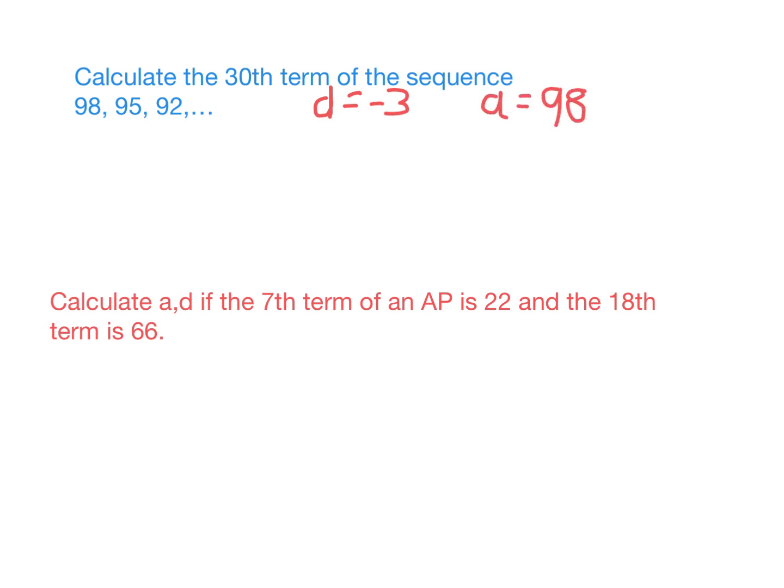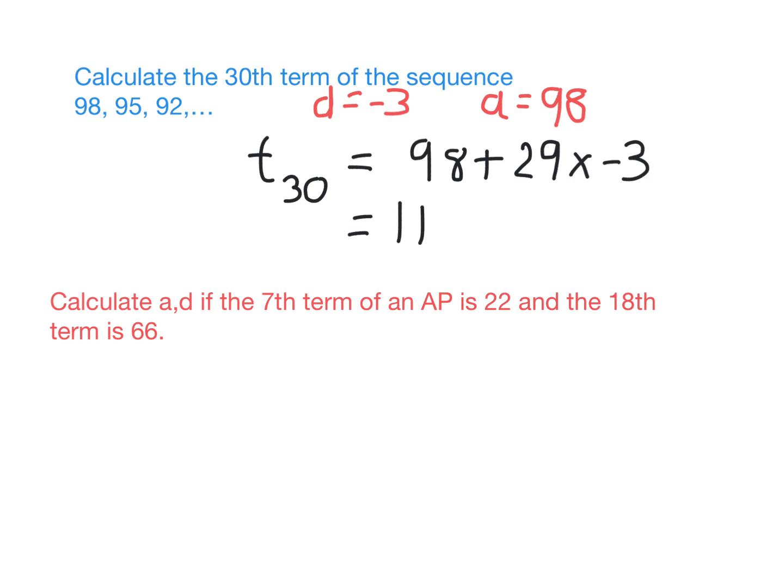So if I want to know the value of the 30th term, which is T30, it's just going to be A plus (n minus 1)d. If I want the 30th term, n is 30, so n minus 1 is 29, multiplied by the common difference, which is -3. And you can just put that in your calculator if you like, you get 11.